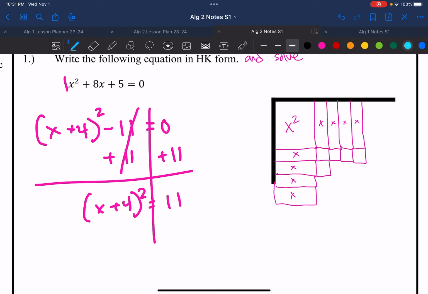After that, we can take care of our squared by using the square root. That's basically just going to get rid of that 2 right there, and it's going to leave me with x plus 4. Then 11 is prime. It's not going to simplify to a single number, so I'm just going to leave it alone. I'm going to do plus or minus the square root of 11.